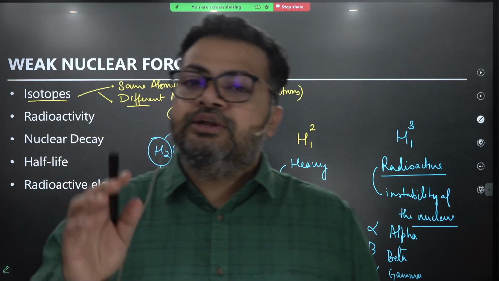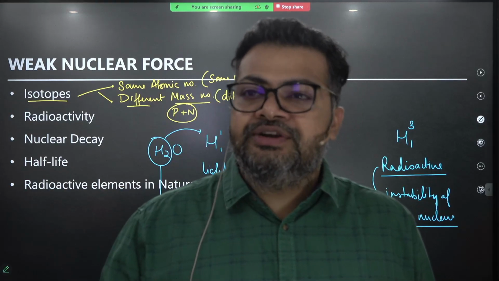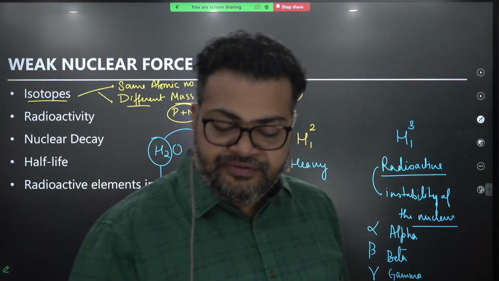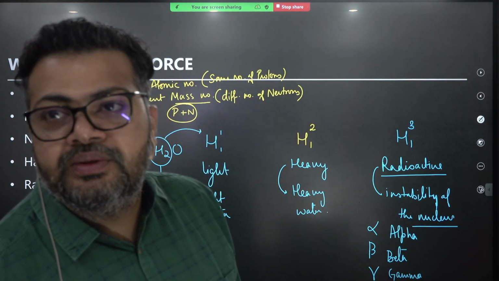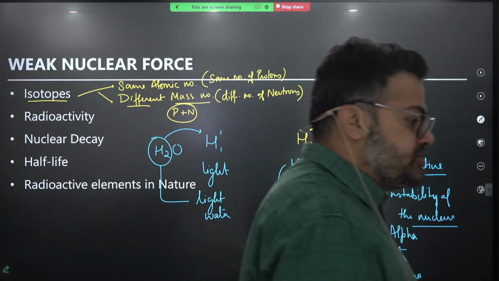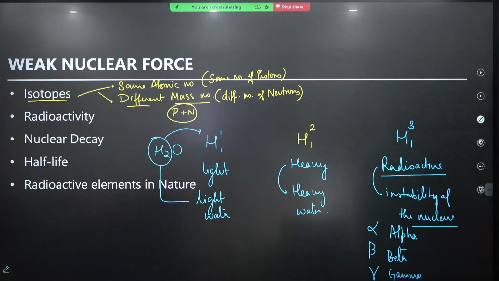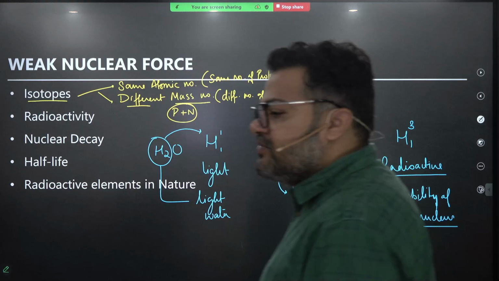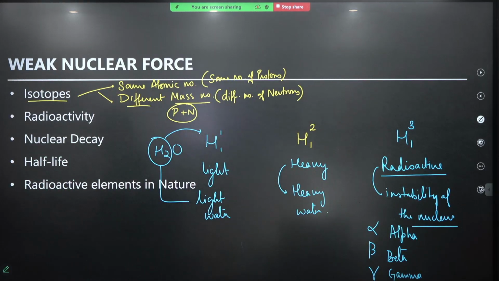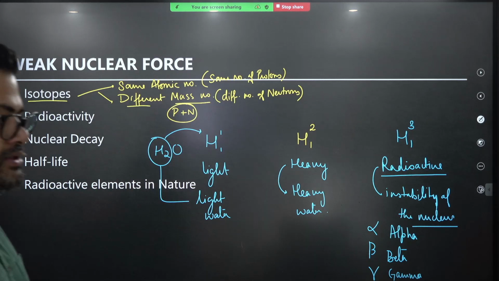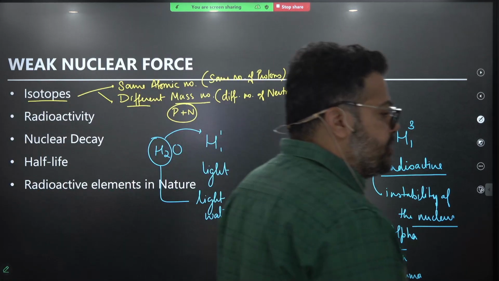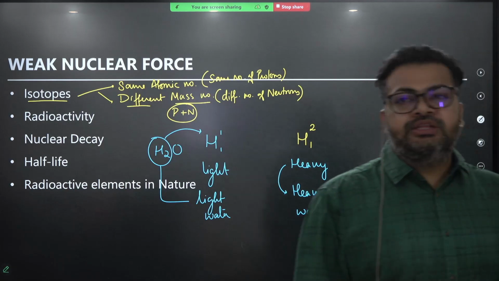But first, please write down what is radioactivity. Please write down radioactivity. Write down, guys. Radioactivity refers to the instability of the nucleus that occurs due to imbalances of charges within the nucleus.